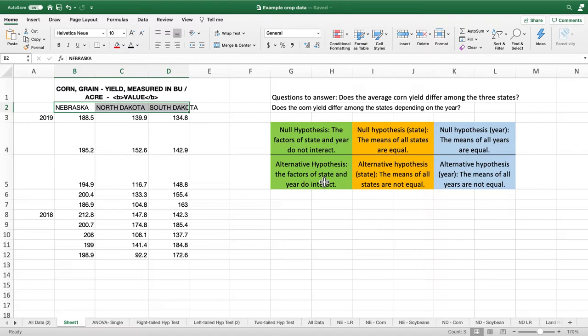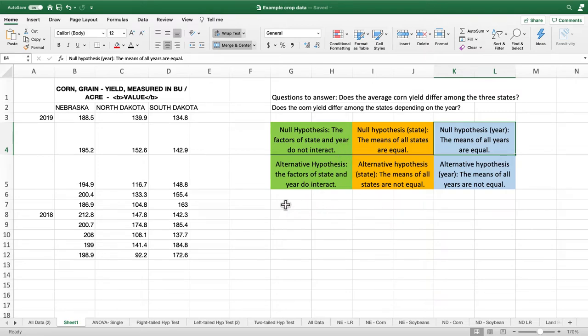After that, once we find that interaction does not occur, so once we are able to fail to reject our null hypothesis, this green one, we then can look at our other 2 null hypotheses and look at the means of all states being equal and all years being equal.